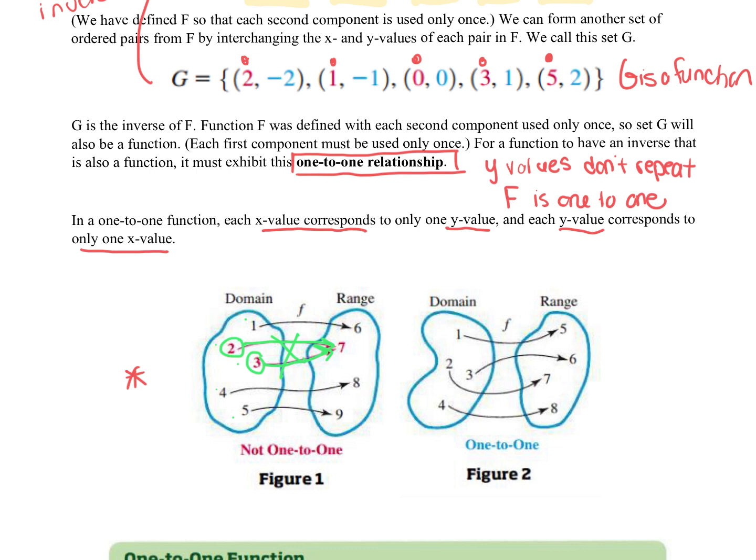In figure 2, 1 goes to 5, 2 goes to 7, 3 goes to 6, 4 goes to 8. Since all the y's over here only have one x value each, none of them are repeated, it is a one-to-one function.